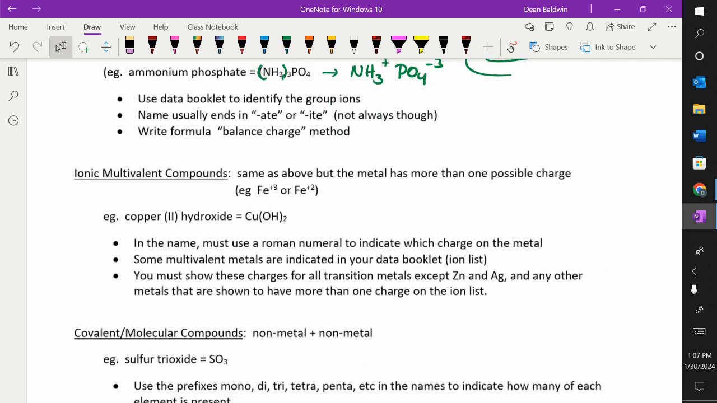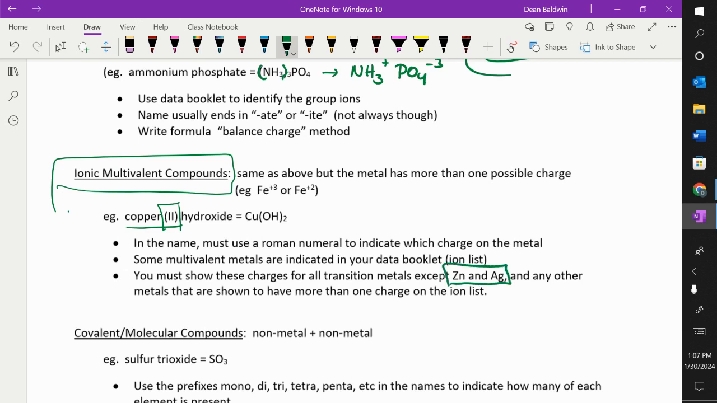Then you get into the multivalent metals, which basically means they have multiple valencies. So iron 3, iron 2, or copper, when you're naming these, you have to use Roman numerals so that we know which copper or iron it is. The only ones you don't need to really worry about are zinc and silver. What are the charges on zinc and silver? Zinc is 2 and silver is 1.